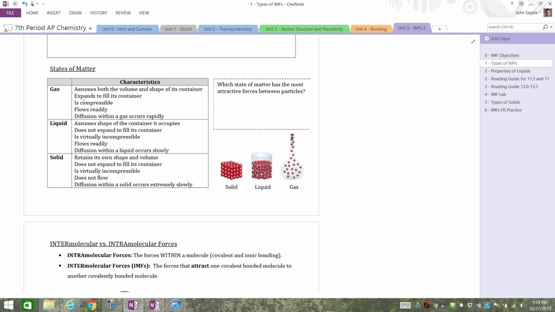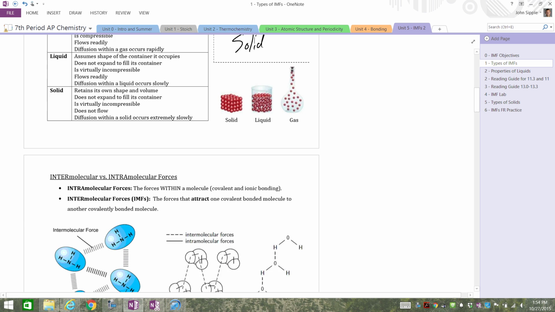So which of these states of matter has the most attractive forces between the particles? Solid, liquid, or gas? Where is there the most attractive force? Solid, yeah. Remember, with a gas, in terms of kinetic molecular theory, the particles are moving so fast that we assume they're not even having any interactions between gas molecules.